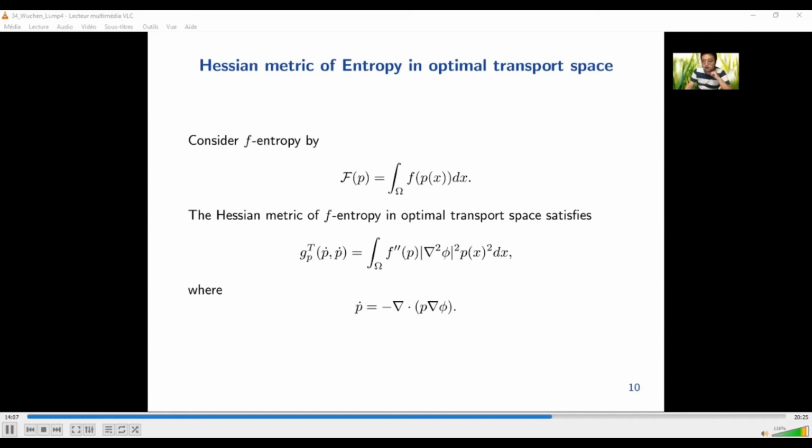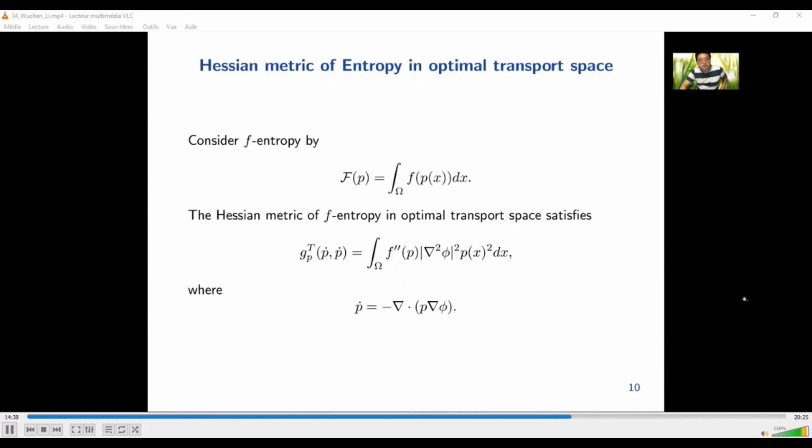And this is what we call the Hessian metric. A long story short, this is the continuity equation generated by these mapping functions, and you have to consider the second derivative of your entropy times p squared and times the Hessian of this phi squared. Here I will only work in 1D. It looks like this. In general, you have to have some Hessian and some Laplacian squared, so it's not that simple in high dimension.